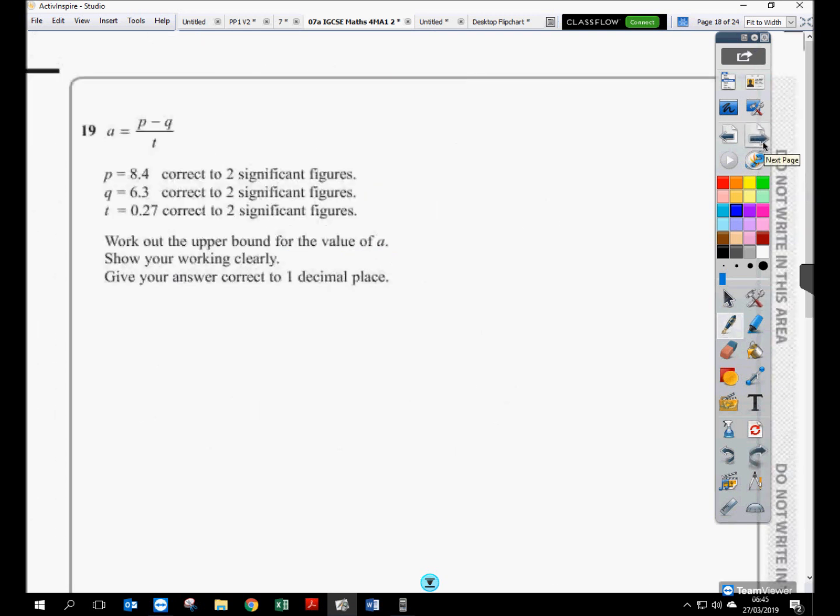Next question, bounds. Okay. So what we like to do here is write down a table, upper bounds and lower bounds. Okay. So the number 8.4 has been rounded to, or is now corrected to 2 significant figures. What we need to do is write down the upper and lower bound for this. It's correct to 2 significant figures.